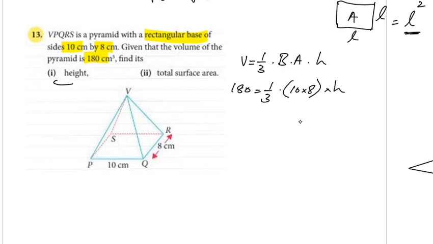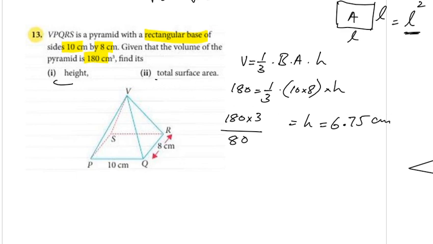So isolating it on one side, we get 180 multiplied by 3 divided by 80. And just a second, let me calculate what this value gives us. It is 6.75 centimeters. So this h is equal to 6.75 centimeters, height of the pyramid.